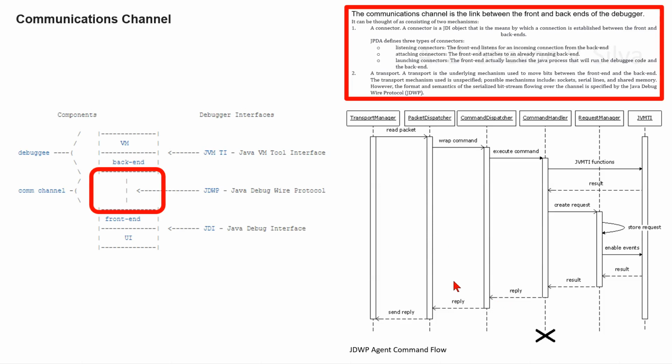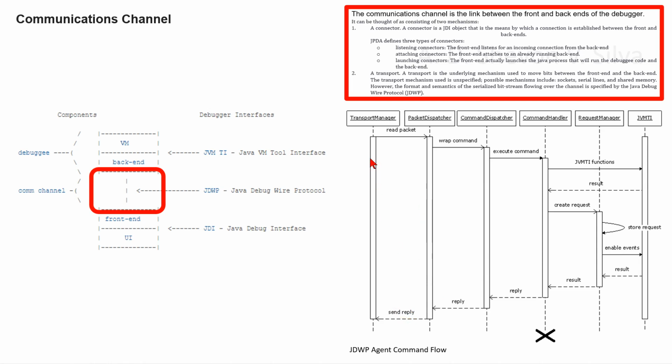Here now we are considering the JDWP agent command flow while running the JDWP agent. Here we describe the typical flow of the JDWP agent when handling commands received from the debugger. As shown in this figure, the command packet passes the following stages.